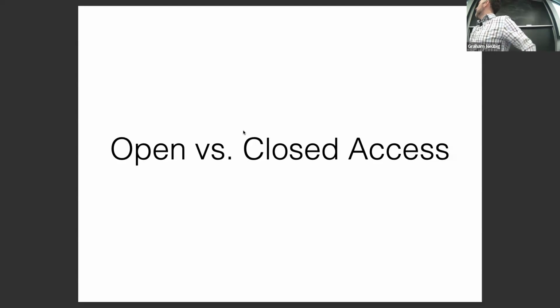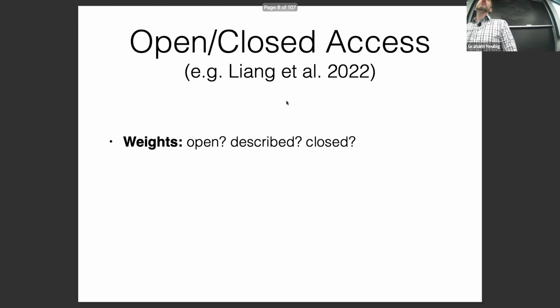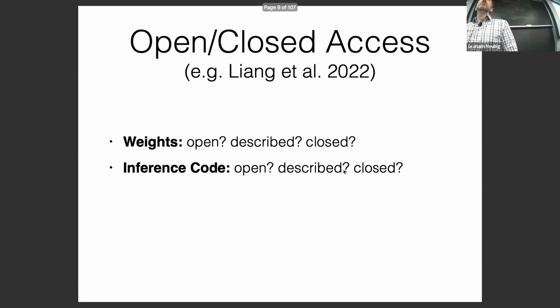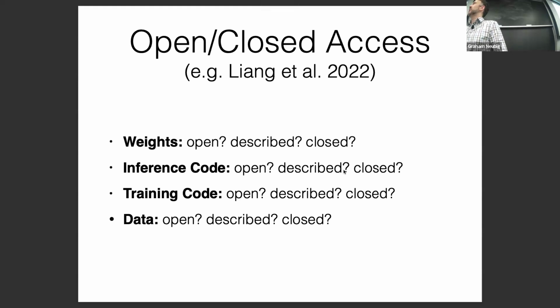So the first thing I'd like to talk about before I get into any of the actual details is open versus closed access. This is not modeling stuff, but I think it's important and also helps you understand the environment a little bit. There's a nice blog by Percy Liang and others, which is also in the references. They discuss several different varieties of openness of release of language models in advanced AI systems. We can talk about the weights being open, described or closed, inference code being open, or inference methods being described or fully closed, training being open, described, or closed, and data being open, described, or closed.